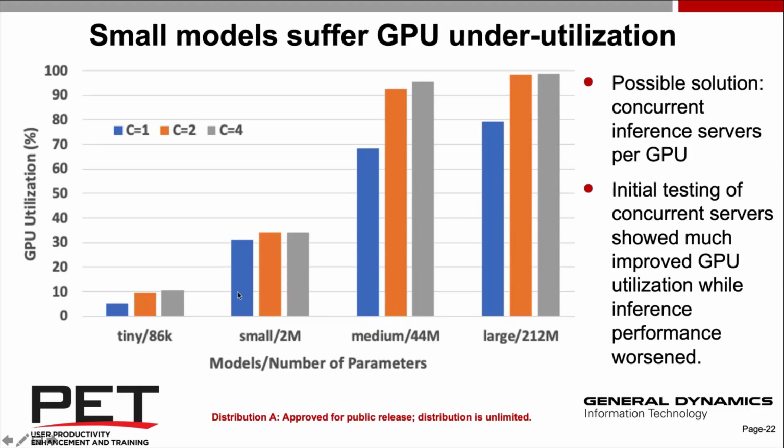One issue I wanted to mention that we experienced in all these studies is that we found with small neural network models, there's a problem of GPU underutilization, especially for very small models. Essentially, the system becomes GPU IO bound. Inferences are occurring faster than the data can actually get to the GPU. So we actually did some testing trying to implement concurrent inference servers per GPU. So multiple TensorFlow Serving instances bound to a single GPU. This kind of test actually showed that the concurrent servers improved the GPU utilization, but the inference performance actually worsened. So more study needs to be done in this.